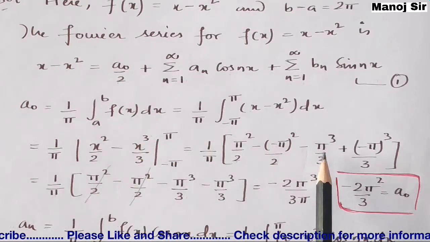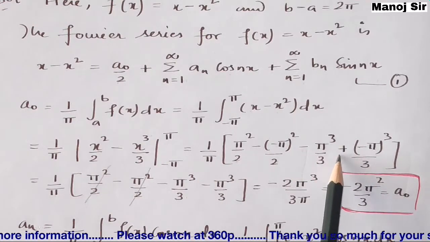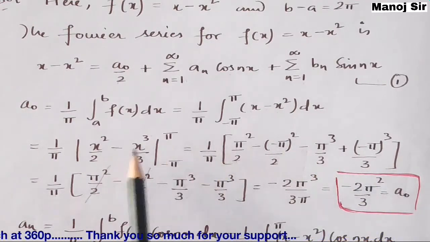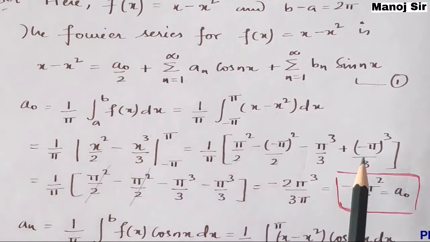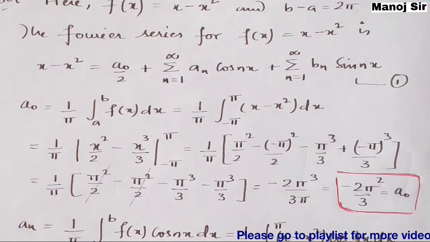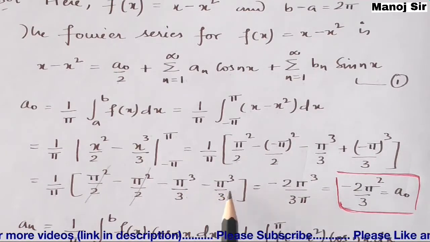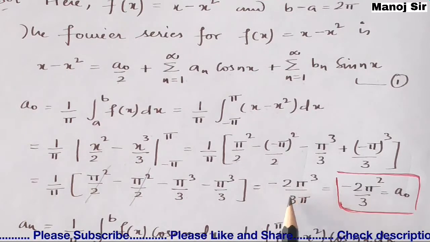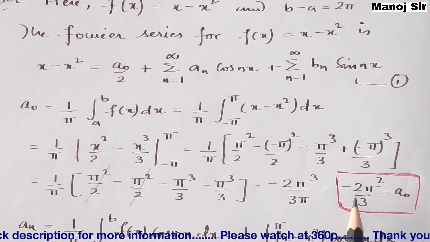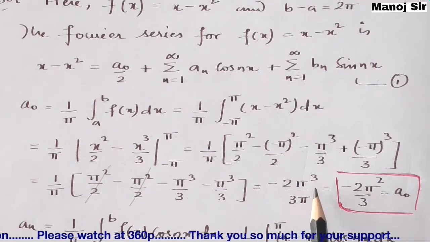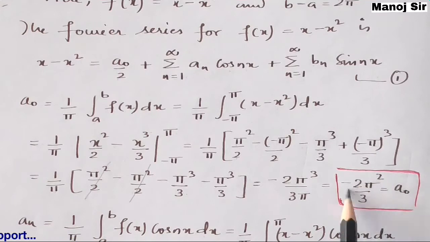If you put the upper limit, this is pi cube upon 3 with this negative sign. Since the lower limit is subtracted, it will become positive. Now if you put minus pi in place of x, this is minus pi whole cube upon 3. Yes, this is minus pi cube upon 3, and this is again minus pi cube upon 3. If you add both, you will get minus 2 pi cube upon 3 into pi, that is 3 pi. On solving this, pi will get cancelled, so you are left with a naught equals minus 2 pi square upon 3. This is the value of a naught.